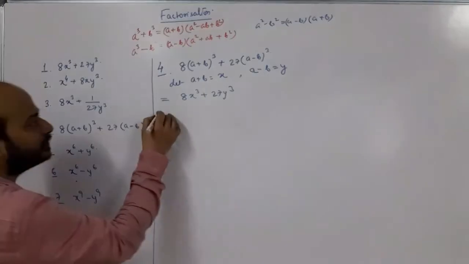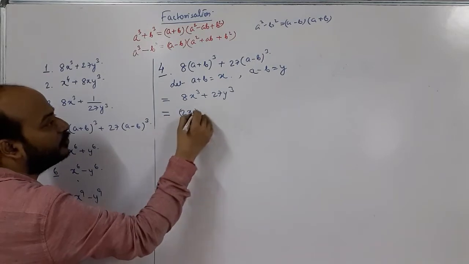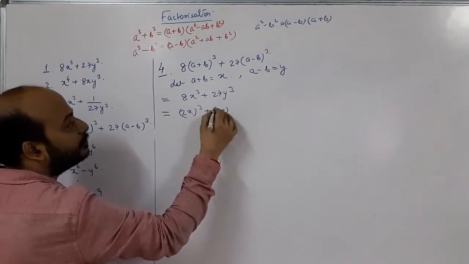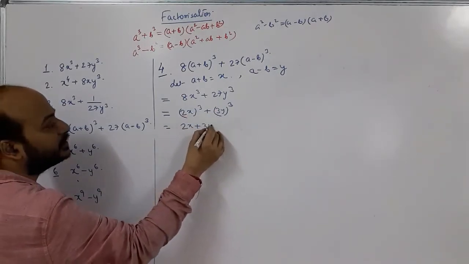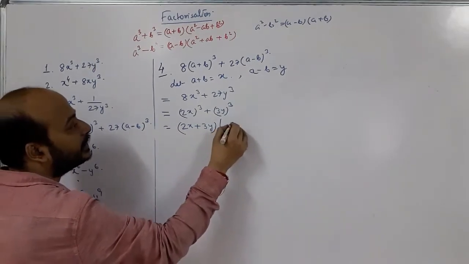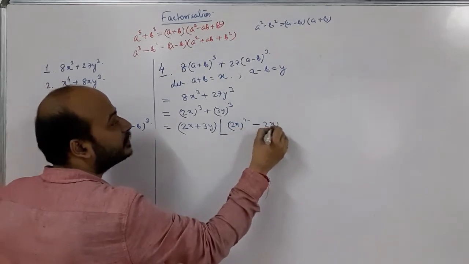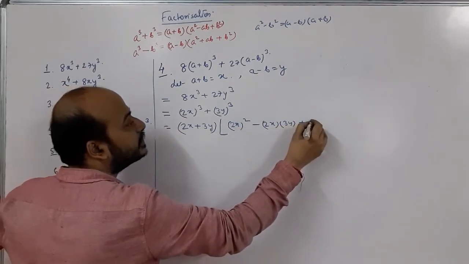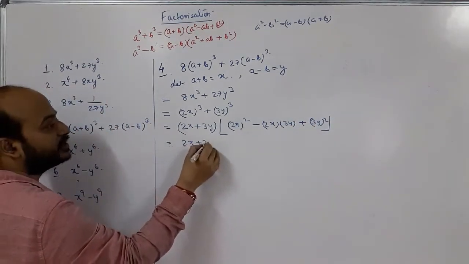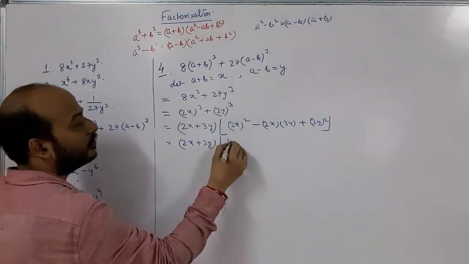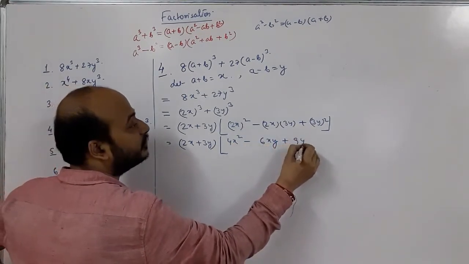Now we can break it again like we have done before. So here I write a cube plus b cube. A cube plus b cube means a plus b, and then a square minus ab plus b square. So I get 2x plus 3y, 4x square minus 6xy plus 9y square.